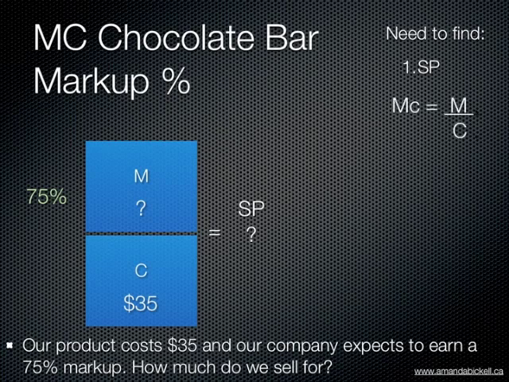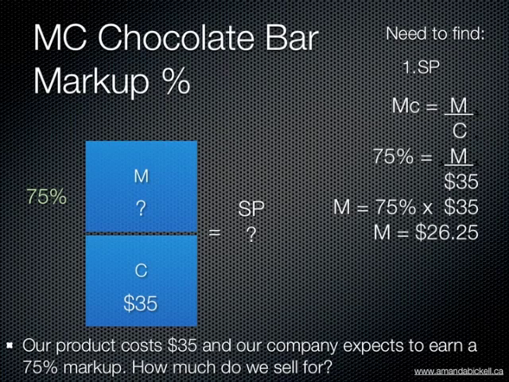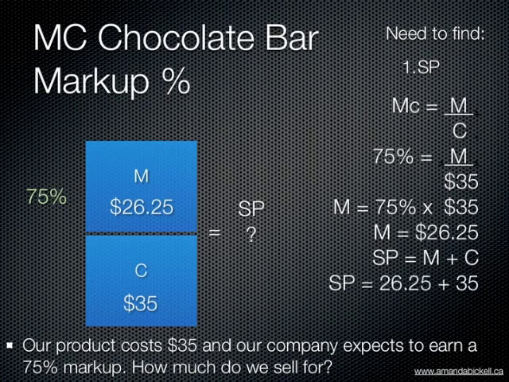We had that equation that we used just a few minutes ago, that the markup as a percentage is the markup in dollars divided by the cost in dollars. So let's fill in what we know. We can now rearrange the equation to solve for the markup in dollars. Comes out to 26.25. We can then use our fundamental equation that the selling price is the markup plus the cost, add those two together, and we come out to our selling price of $61.25.